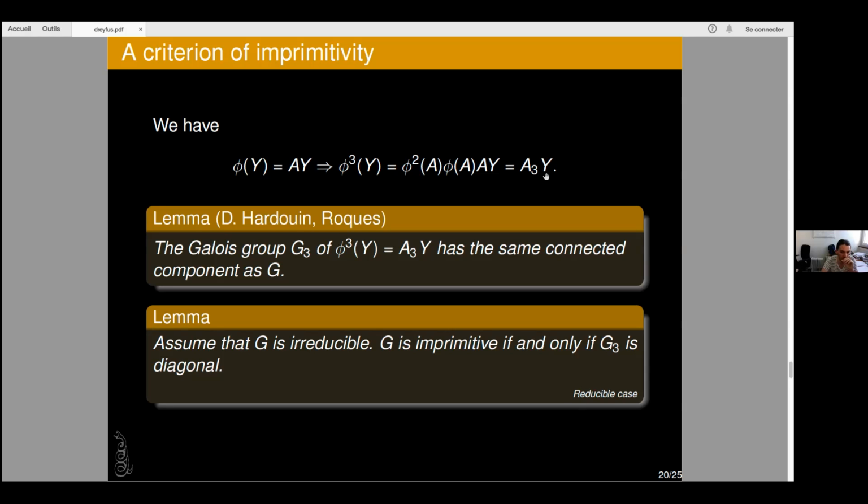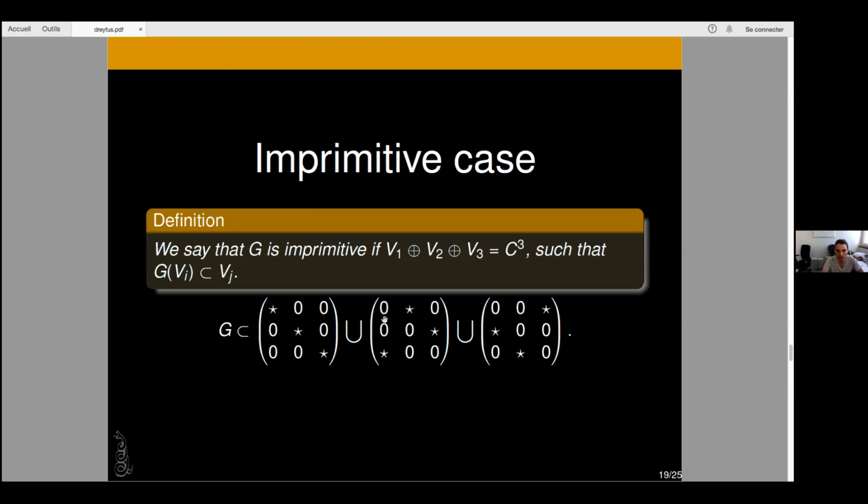And if you assume that J is irreducible, you can prove that J is imprimitive if and only if the Galois group of this new system is diagonal. So how can you see it? If it's imprimitive, then up to a Gauss transformation, you can put your Galois group into something like that. And if you compute a matrix like that times itself, you will find something that is diagonal.